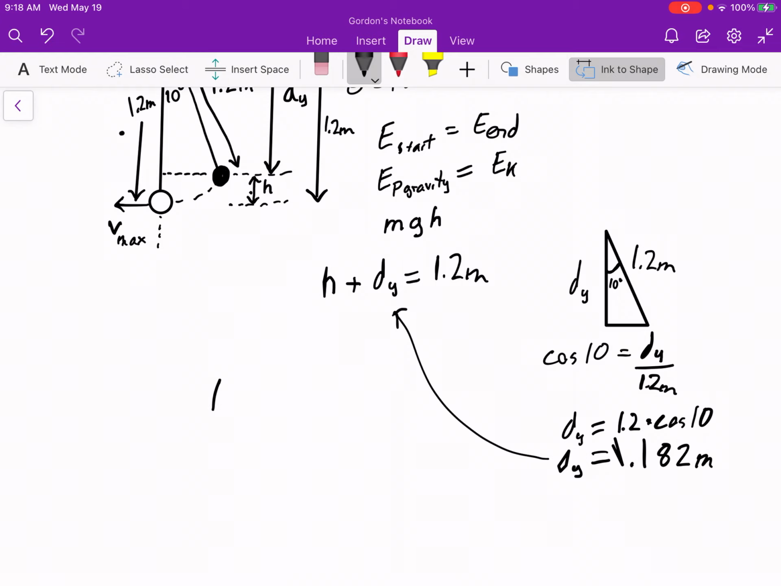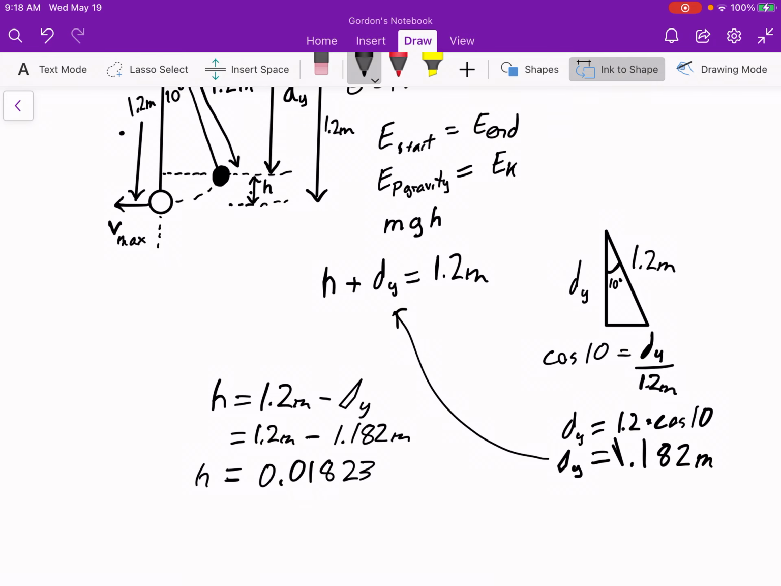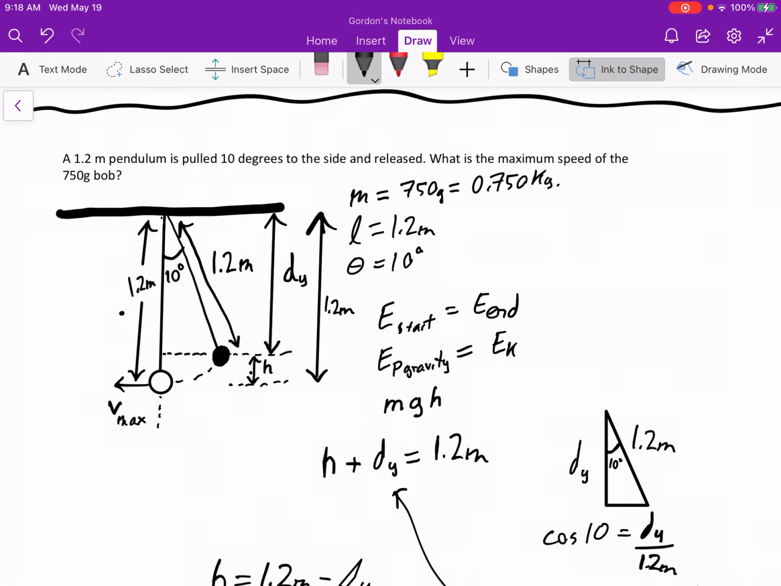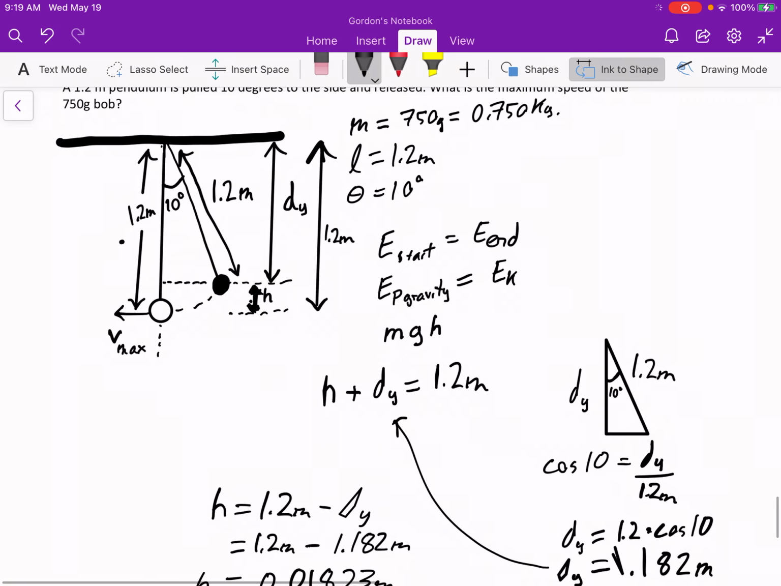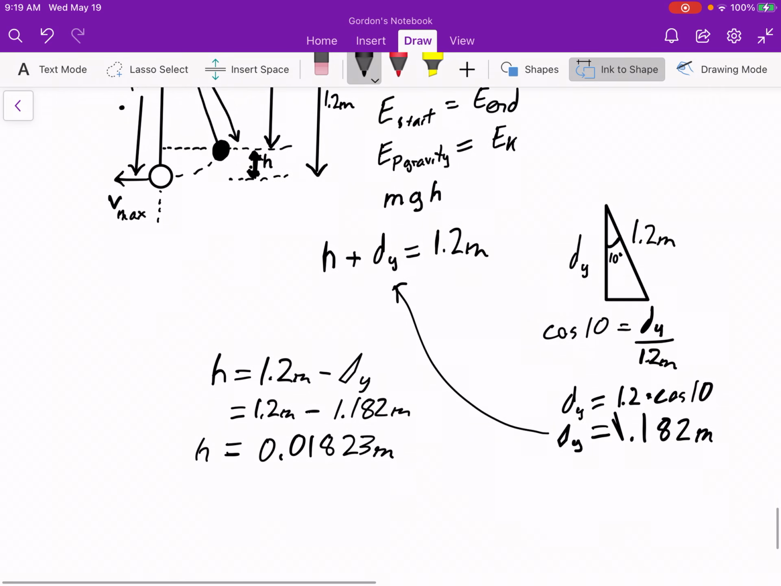So we can plug that in here, and we can say that our height is going to be equal to 1.2 meters minus dy, 1.2 meters minus 1.182 meters. So the change in the height from when the pendulum is pulled to the side to when it gets down to the bottom is actually not going to be a very big number. 0.01823 meters. So that's what this height is here between the place that the pendulum starts and the place that the pendulum ends. So that's the potential energy that we're going to be dealing with.